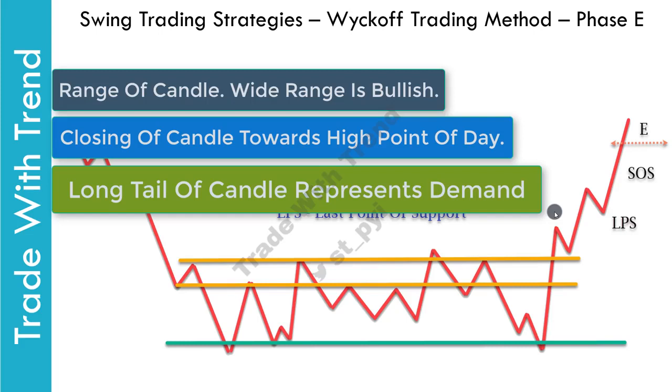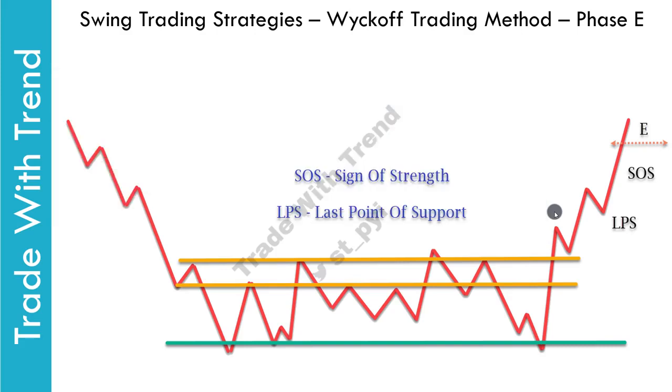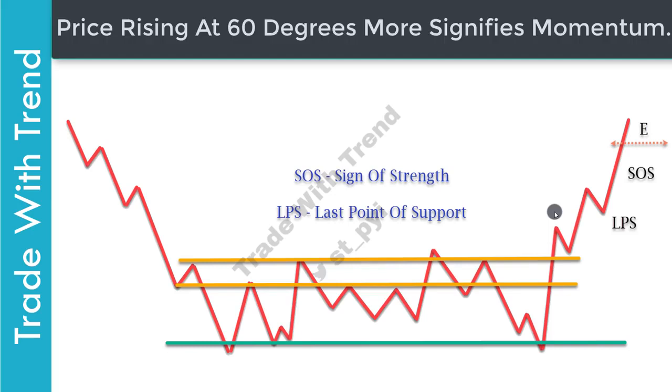of the trend continuing. If you spot a lot of sign of strength candles along with last point of support price action, then odds are high that the up move has begun and price will move higher with momentum. Pay attention to the angle of price rise and element of momentum. If the angle of price move is greater than 60 degrees, then odds will be high for this trade to be a 1:3 or 1:4 risk reward trade.